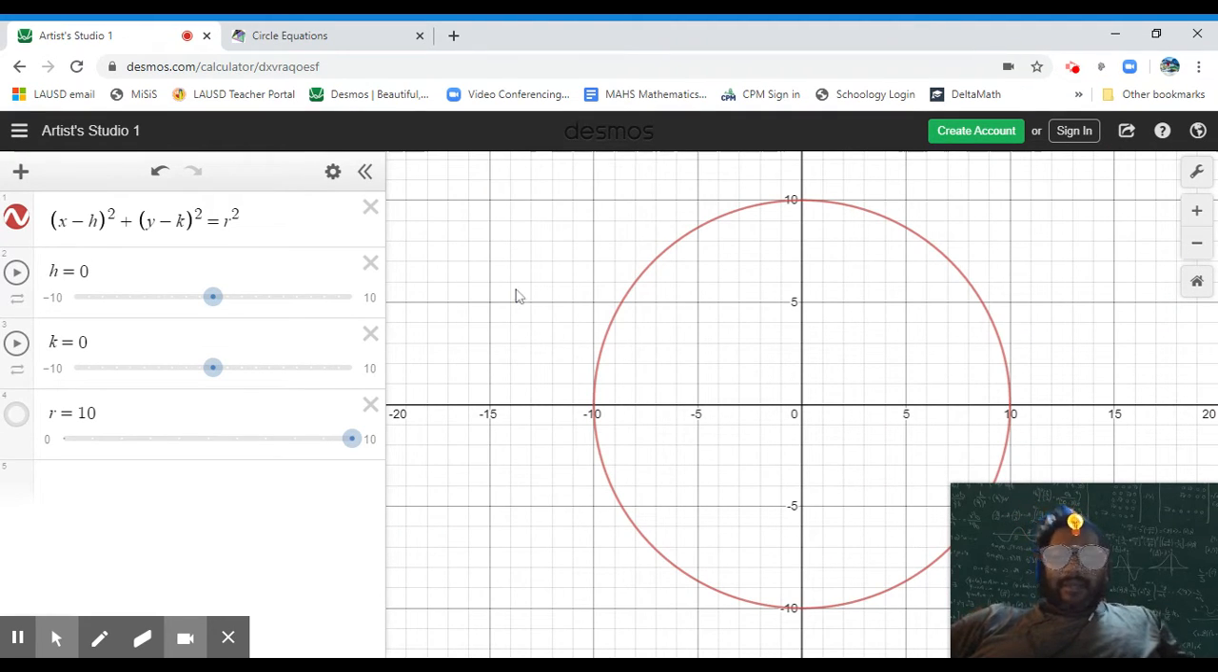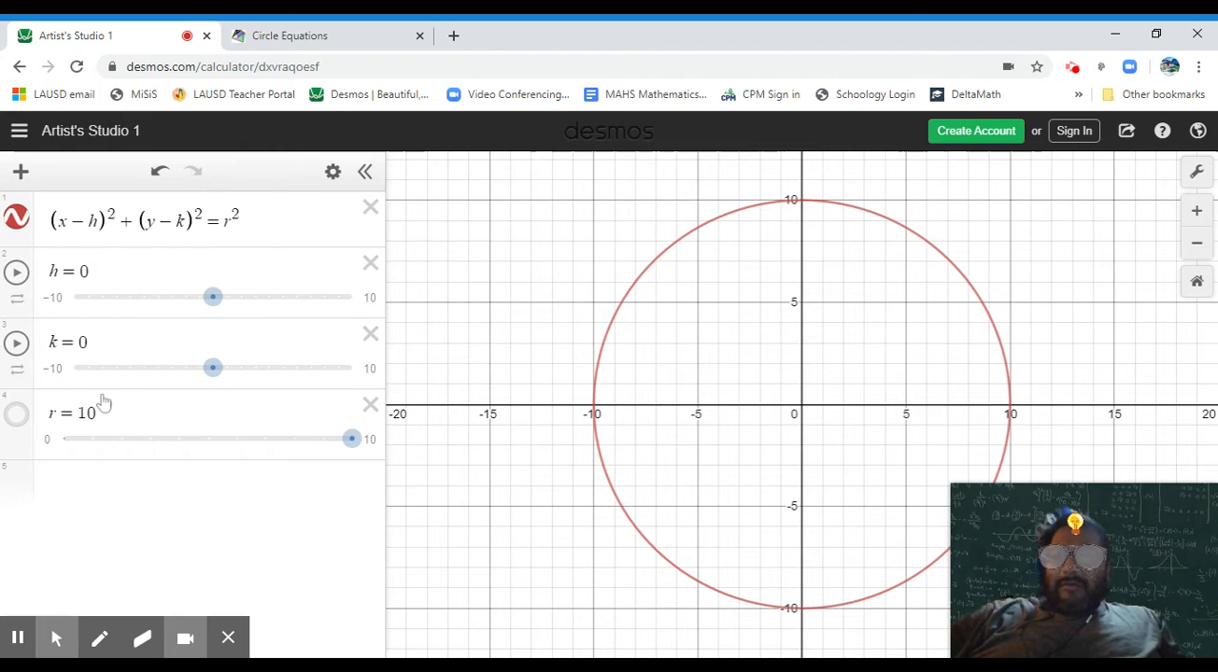We're looking today at a different kind of activity. I call this the Artist Studio. We've learned a lot about equations in this semester, so a lot of what we're doing is review. In this activity, I need you to open this link to the graph, and if you notice here, we have an equation: (x minus h) squared plus (y minus k) squared equals r squared.